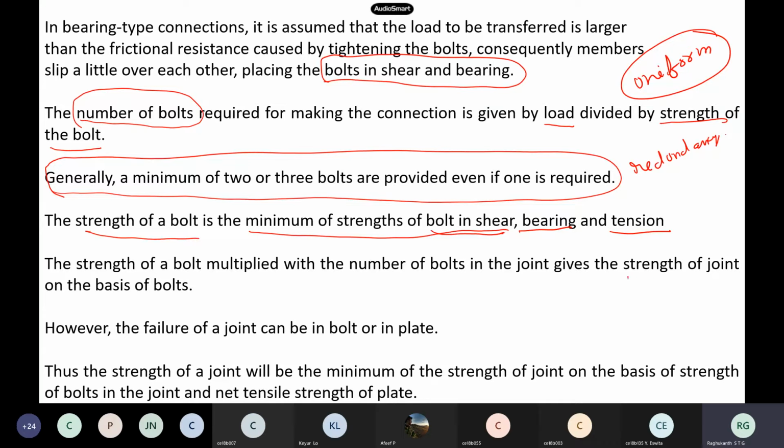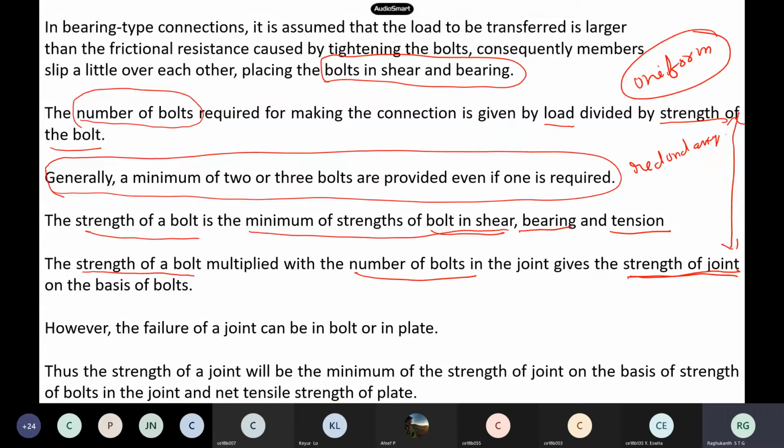Then the strength of a joint, okay, so already I told you. The strength of a bolt you find out, multiply with the number of the bolts. So this gives me the strength of a joint. This also I showed you, both of them are the same. So if you want to find out for one bolt, you take the total load and divide by the number of bolts, that will give you for the individual. But if you want to find out the strength of a joint, you just find out the one bolt strength and multiply by the number of bolts.